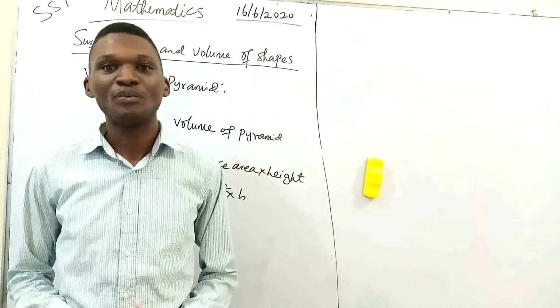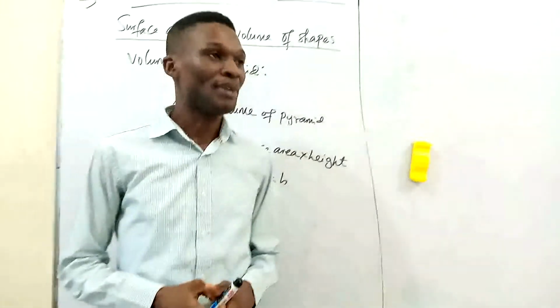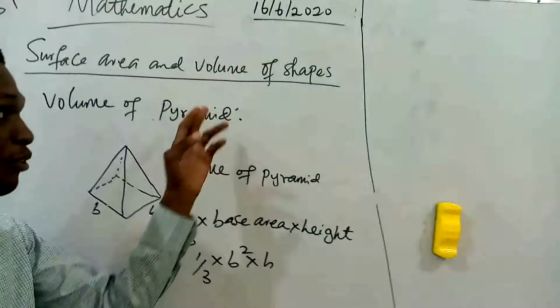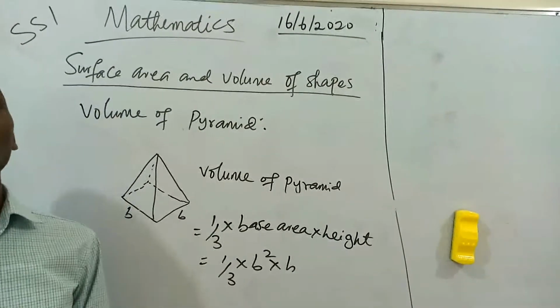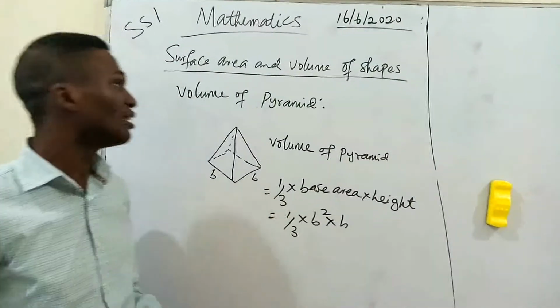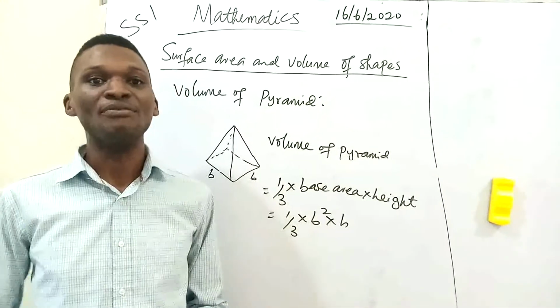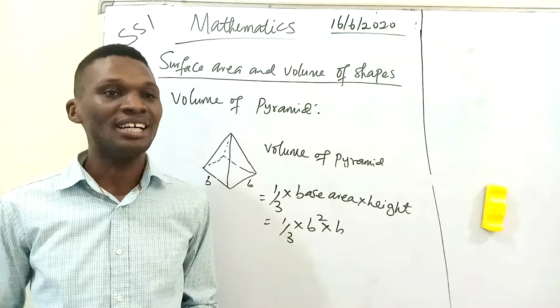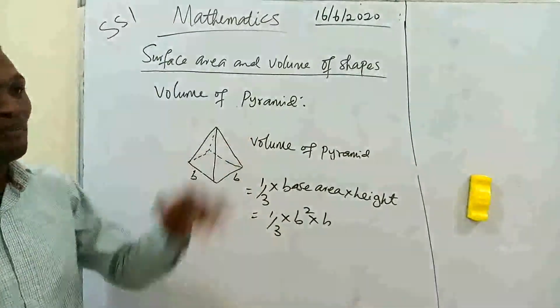Hello students, and welcome once again to Beryl e-learning. We will be looking at math for SS1 today and considering the topic on the surface areas and volumes of shapes. We continued this topic last week, but we are yet to exhaust it, and we looked at surface areas and volumes of cubes, cuboids, and cylinders. Today we will continue with the volume of pyramids.